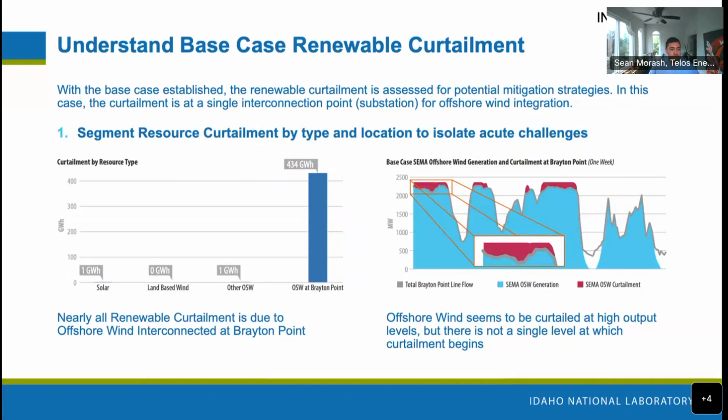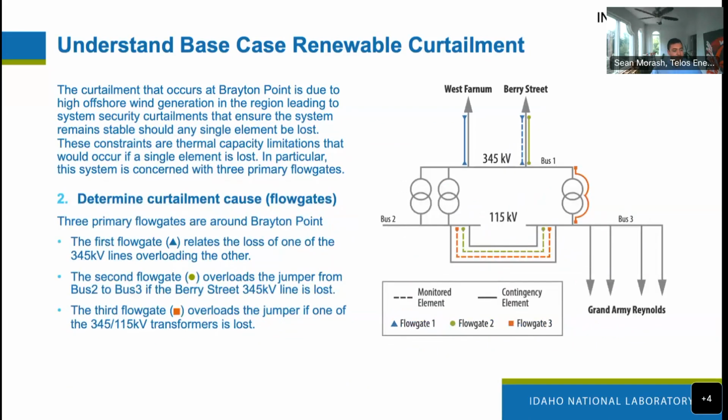Let's take a look. Well, we've got some curtailment, and the more we look at it, man, most of this curtailment is for offshore wind at this one substation, Brayton Point. Zoom in a little bit on that, and we see that there's not a constant line flow level where things get curtailed, right? It's all right at high wind output, there's curtailment that starts to happen, but there's some variability to that. So we want to zoom in a little bit more and say, all right, what is really going on at this substation that makes us have to have this curtailment, right?